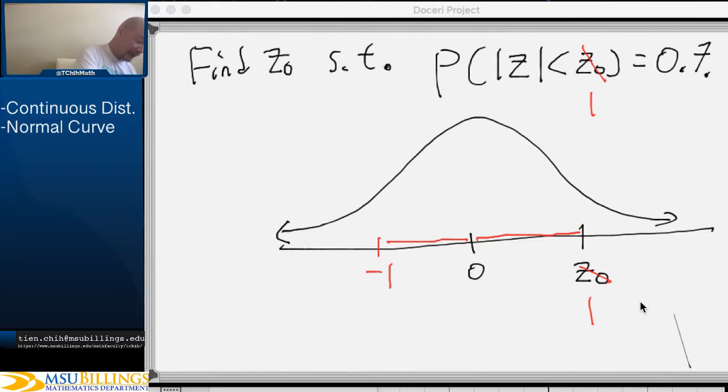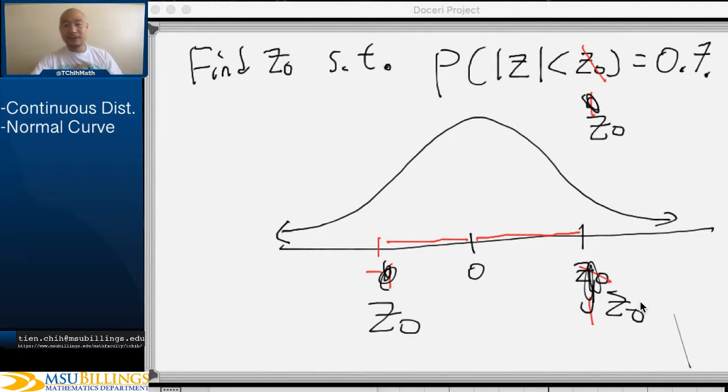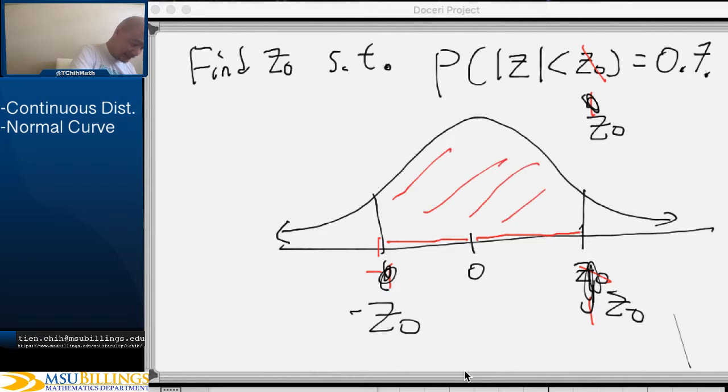The point of all of that is to say, let's put our Z naught back here, and let's put Z naught back here. The point of all of that is I'm looking for some magical Z naught so that everything between negative Z naught and Z naught is 0.7.